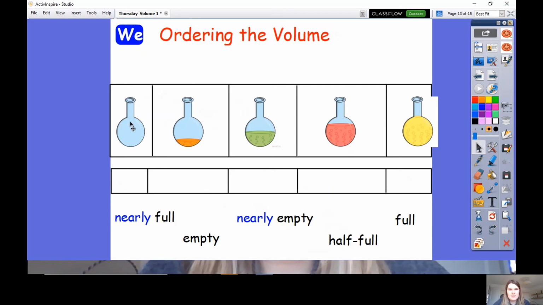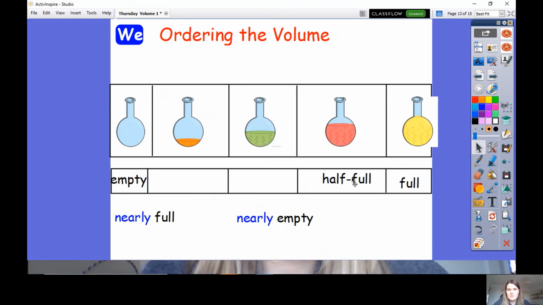Okay, so what one did we think this was? Empty. Well done. Why is that one empty? Because there's nothing in the container. Fantastic. If I wanted to skip along to this one, what did you think this one was? Full. Well done. Why did you think it was full? Because that's the container that's got the most in. Well done.